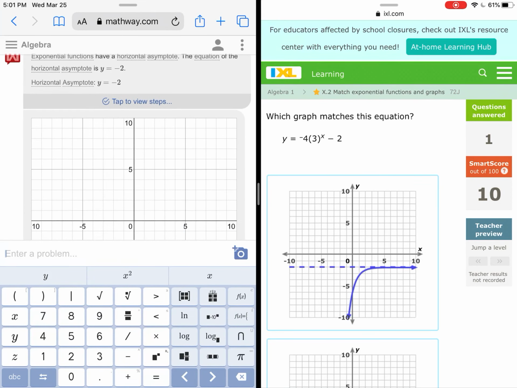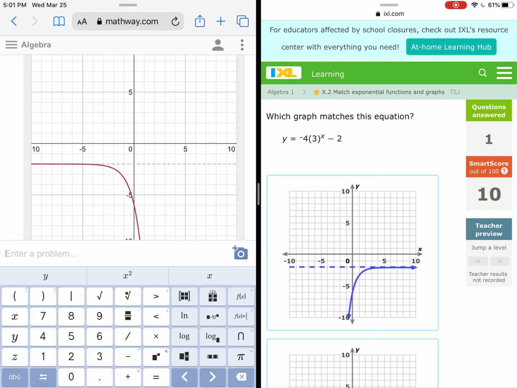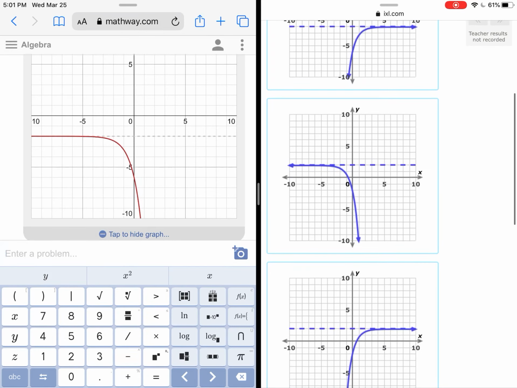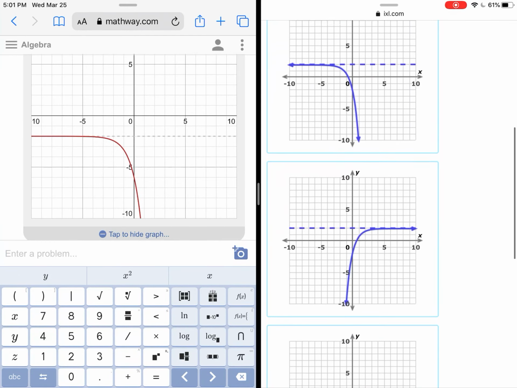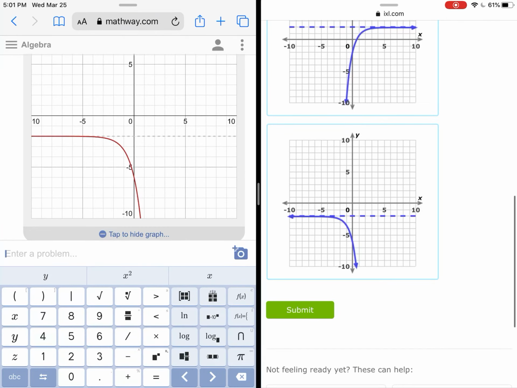You have your graph. I'm looking for a graph that has that dashed line at negative 2 on the y-axis. Looking at that first option, it could have been that one, but the graph is on the incorrect side. Looking at the second graph, it could have been that one, but that dashed line is at positive 2 instead of negative 2. Same thing with this one, it's on the wrong side and it's at positive 2. And then check that last answer choice. Negative 2. There you go. So that one will be my answer. That's the graph that matches that one.